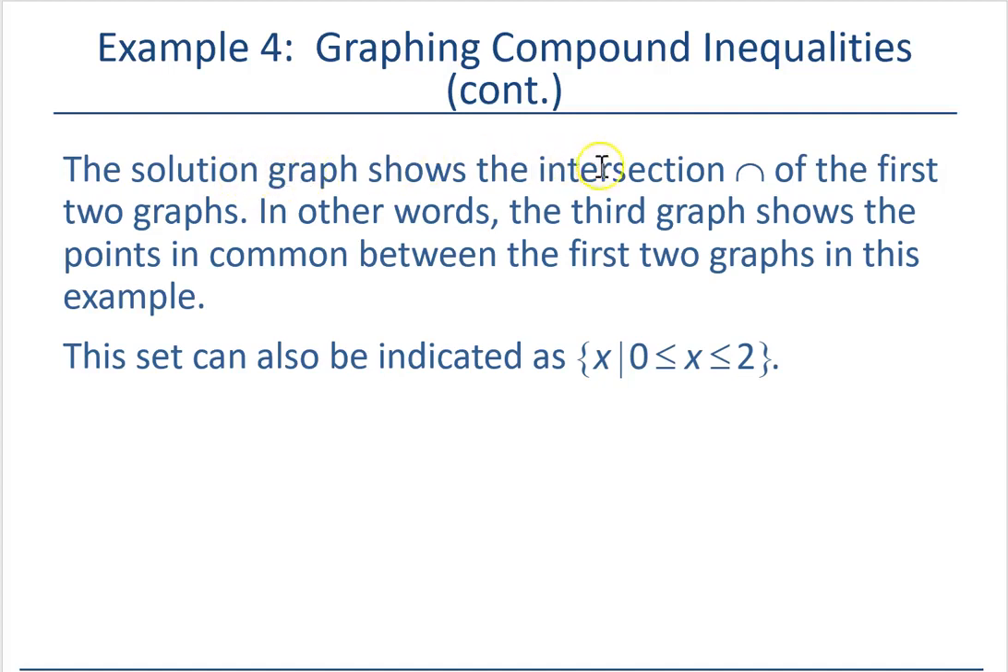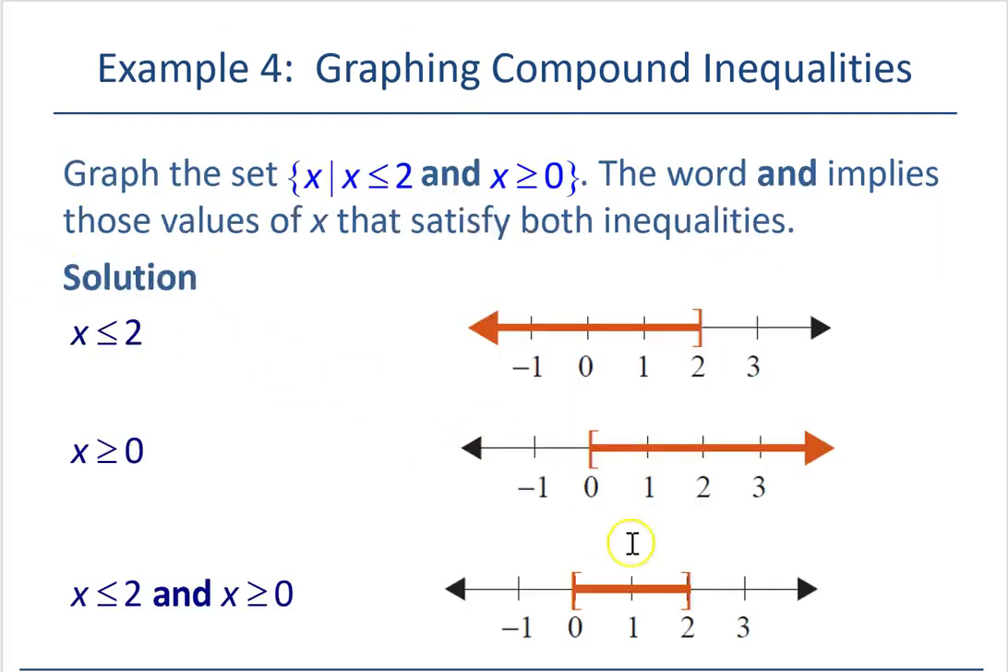The solution graph shows the intersection of the first two graphs. In other words, the third graph shows the points in common between the first two graphs in this example. This set can also be indicated as x is greater than 0 and x is less than or equal to 2, and that's what they're saying for this one right here. Okay, that's everything they were saying for that one.